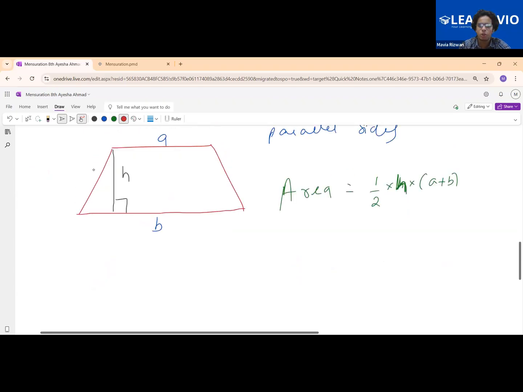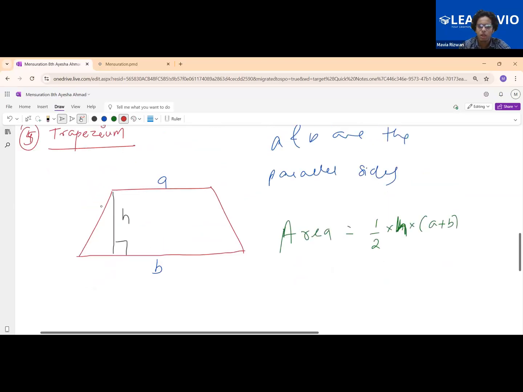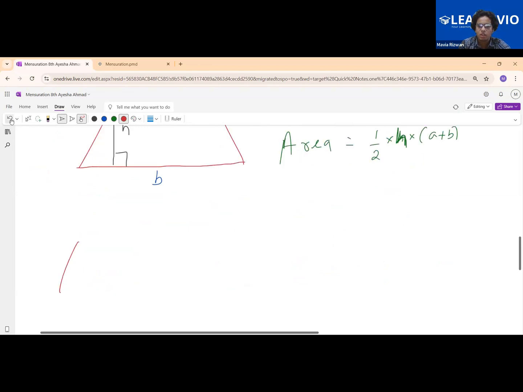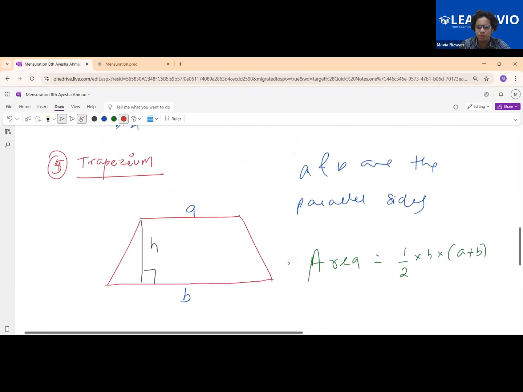I'd even explain it to you if you want. Do you want me to explain? For perimeter you can directly add. Okay, I'll explain this to you as to how it happened.